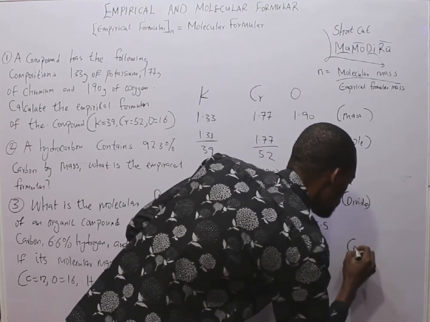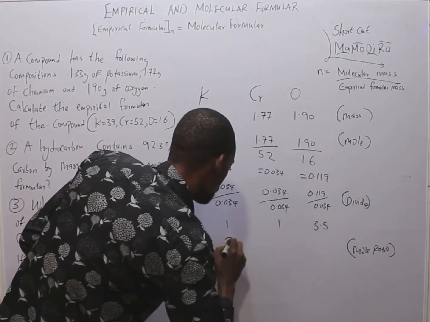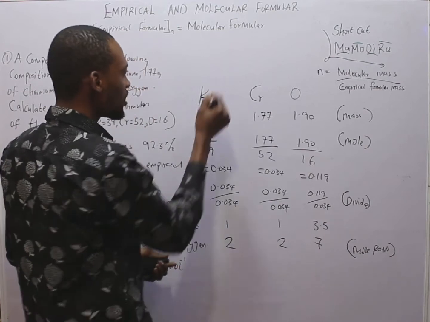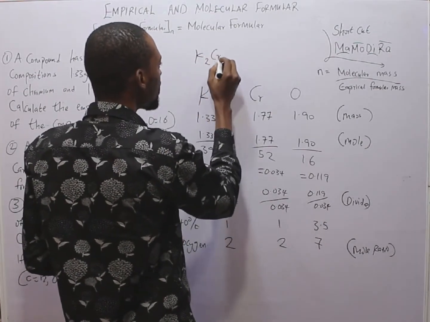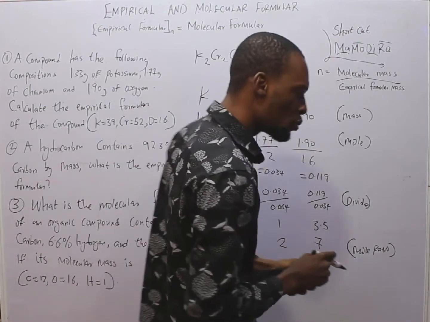So the mole ratio will give you 2, 2, and 7. This means the formula is K2Cr2O7. This is the empirical formula.